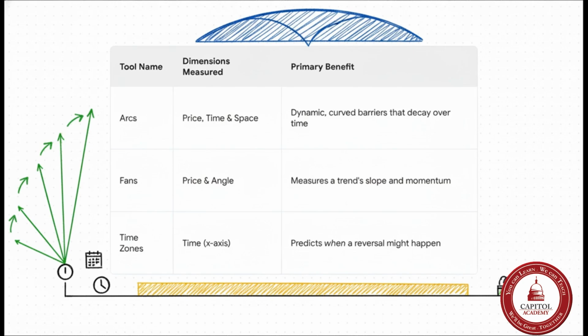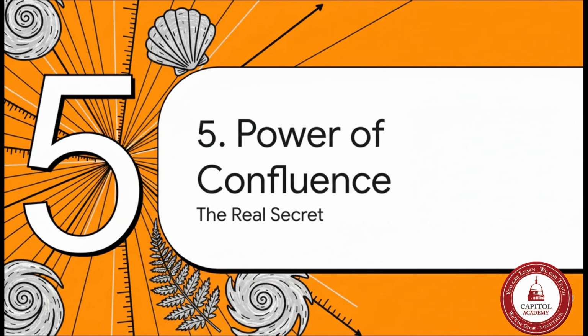You have Fibonacci arcs, which create these dynamic, curved barriers. You've got fans that measure a trend's momentum. And then you have time zones, which actually try to predict when a big reversal might happen, not just at what price. Okay, now we've reached the most important part of this whole thing.